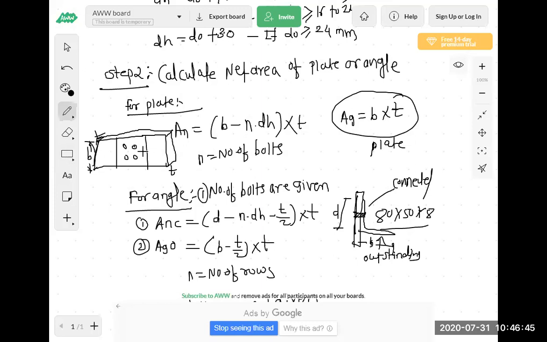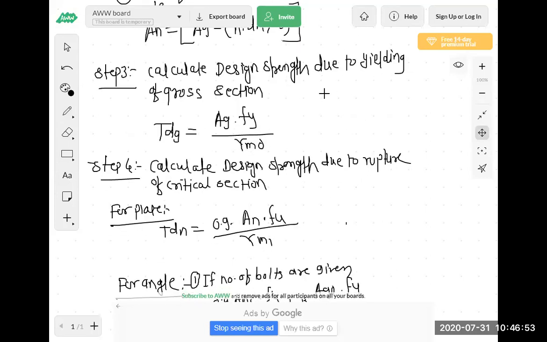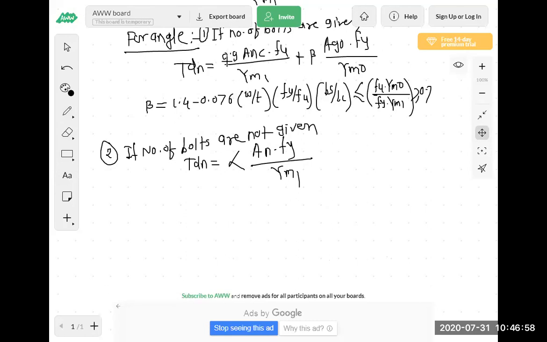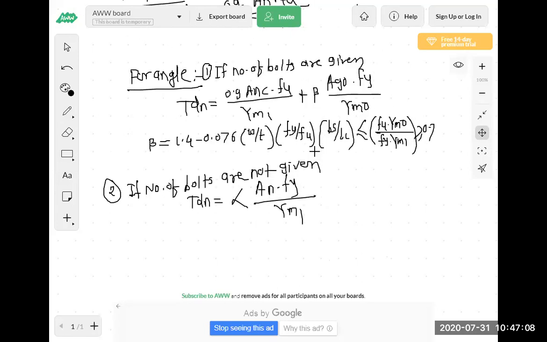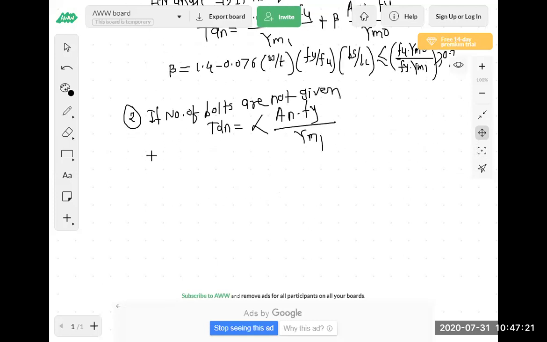So from B into T you can deduct these holes. Are you getting? So this is the design strength due to rupture of critical section for angle. So both TDN formulas are there: the beta formula if number of bolts are given, and the alpha formula for number of bolts not given. Okay, so this is step number 4.